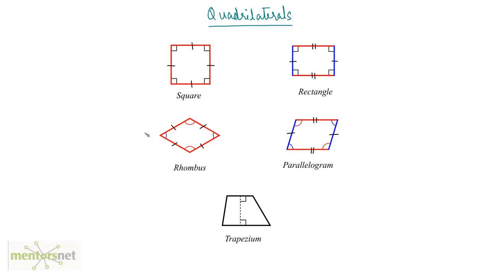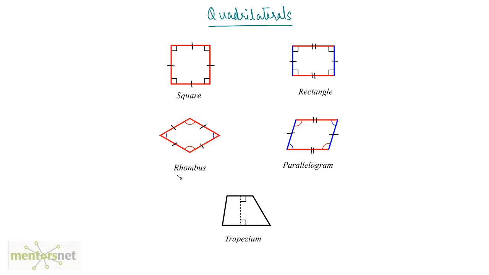The first one is square. Well, a square is a quadrilateral which has four sides of the same length, and all of the angles are of 90 degrees. Now a rectangle is similar to a square, but in a rectangle opposite sides are of the same length and the angles are of course 90 degrees.